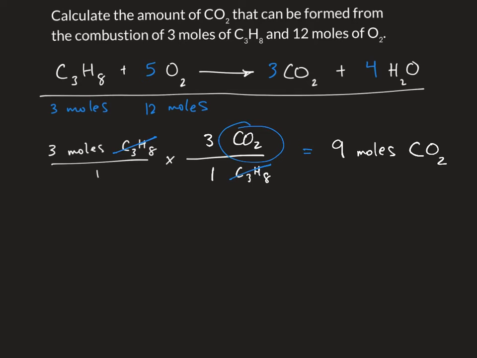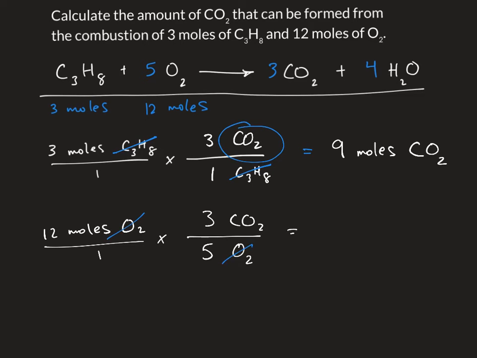Now we're going to do the same thing with our oxygen. We're given 12 moles of oxygen, and according to the formula, for every 5 moles of oxygen, we have 3 moles of CO2 produced. So we write this out. Moles of oxygen cancels, leaving us with CO2. 12 times 3 is 36, divided by 5. That gives us a value of 7.2 moles of CO2.